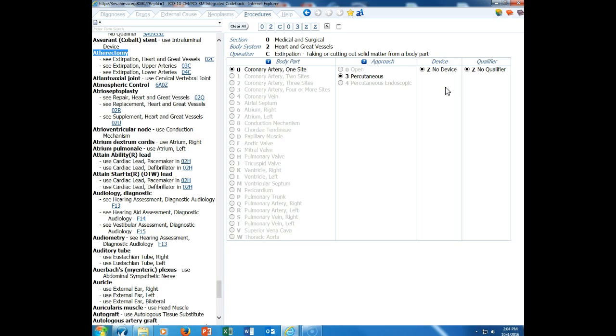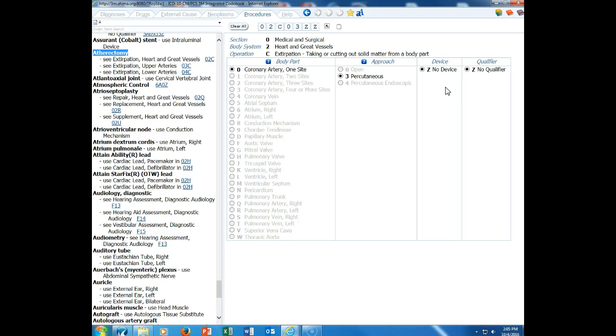Then let's look at 23. The patient had congestive heart failure. So they have congestive heart failure. They were treated with a cardiac resynchronization pacemaker. So they're having an insertion of a resynchronization pacemaker.